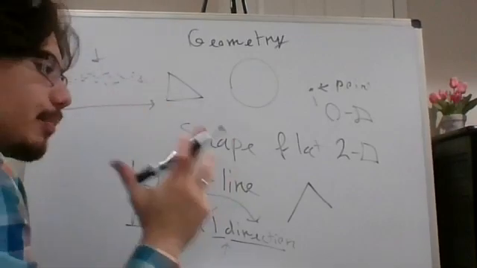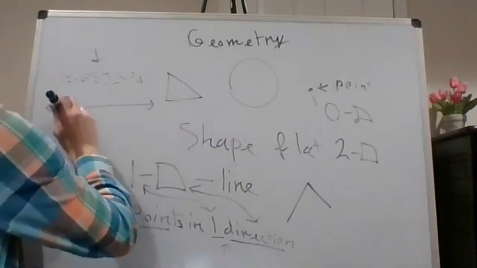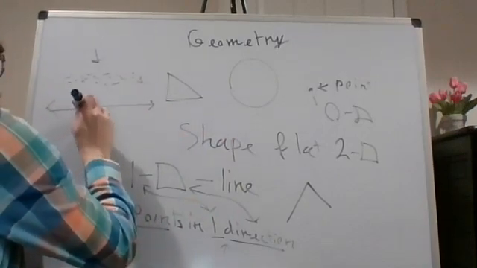So if we apply this to a line, we say that a line is made up of a bunch of points.